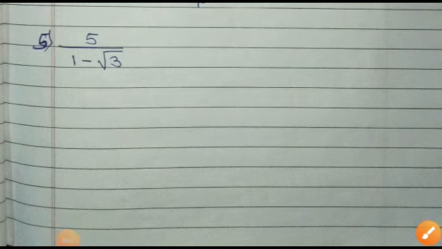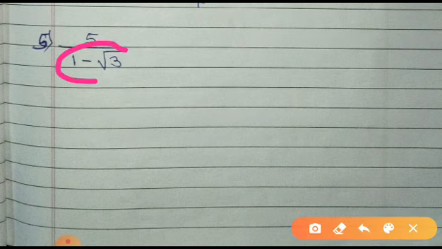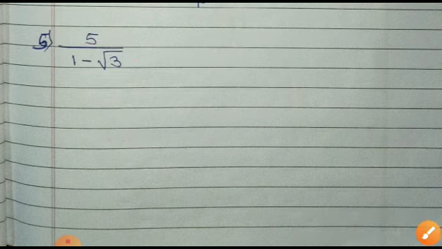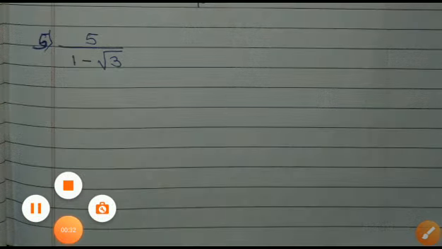So again, the next question is 5 by 1 by root 3. Again check whether my denominator is a binomial or a monomial. It is a binomial. What is the sign in between? Sign is negative. That means by what should I multiply there? I have to multiply with 1 plus root 3 to the numerator as well as to the denominator.